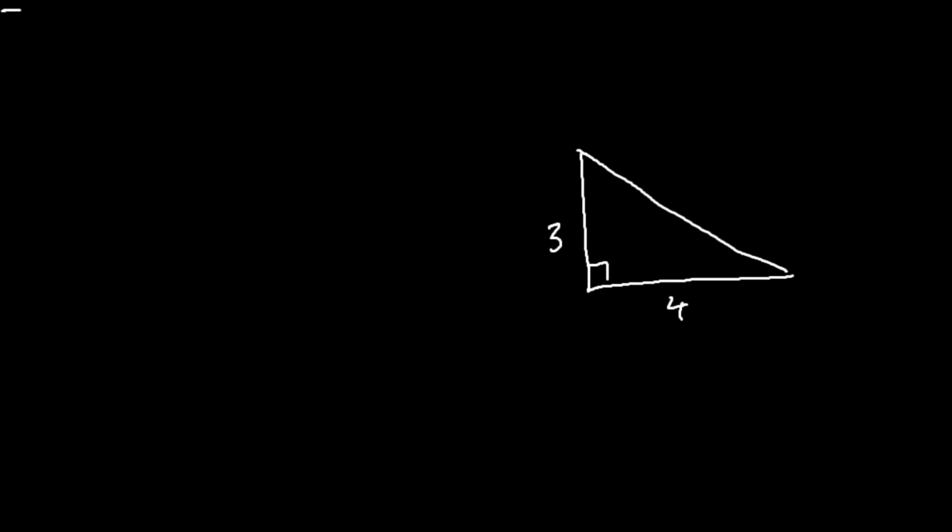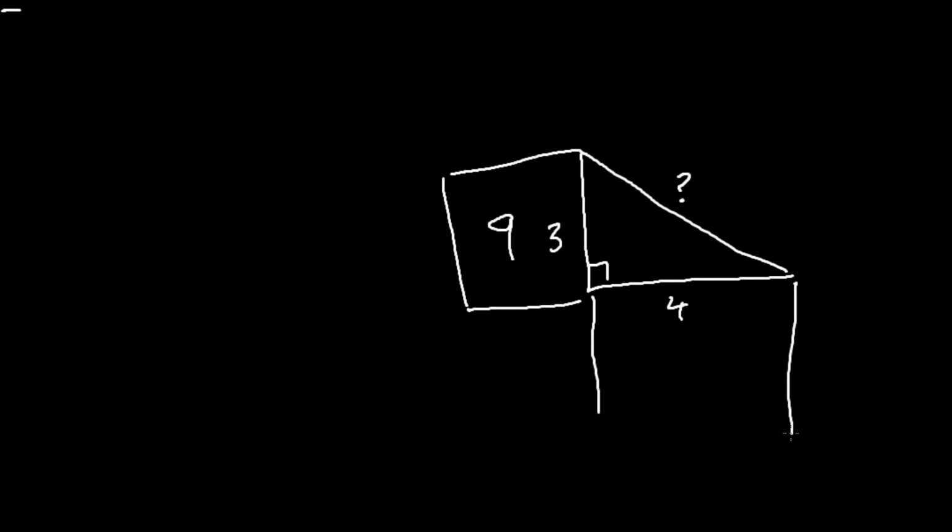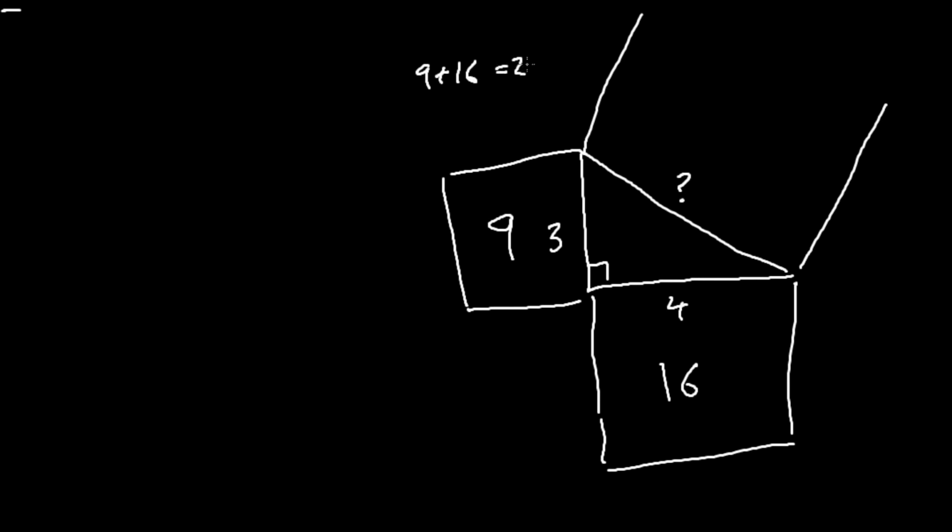Okay, so how does this work and how does it help us? You can use this rule to find a missing side on a right angle triangle. So if you don't know one of the lengths, you can use this to help you. So for example here, if this length is 3, we know that the area inside is going to be 9. So we'll do 3 times 3. And then the length on this one is 4, so the area inside will be 16. So the area of this large square here is going to be 9 plus 16, which is 25.